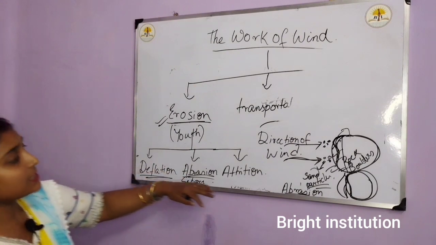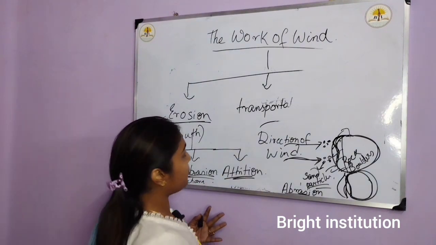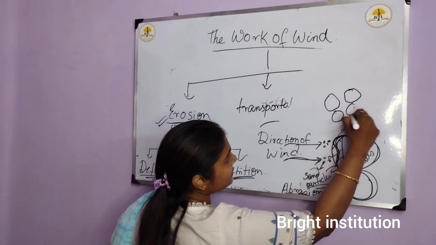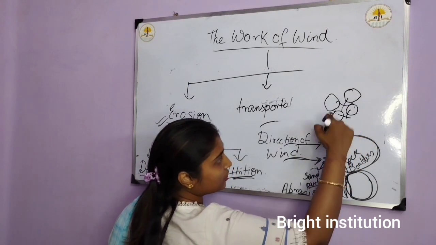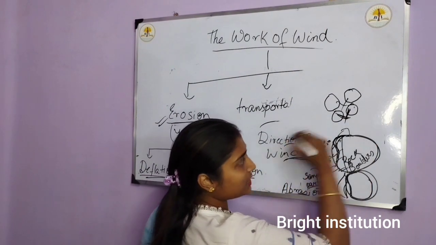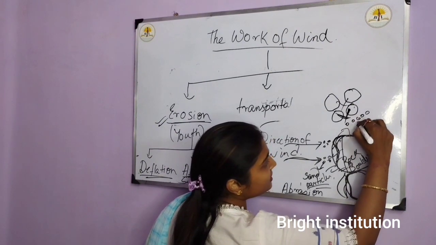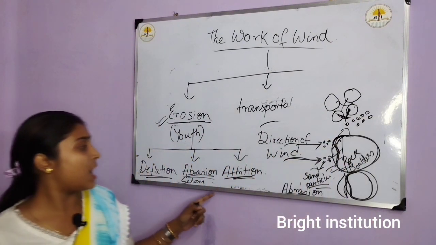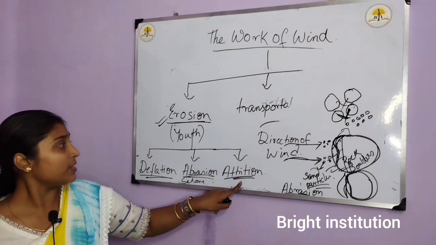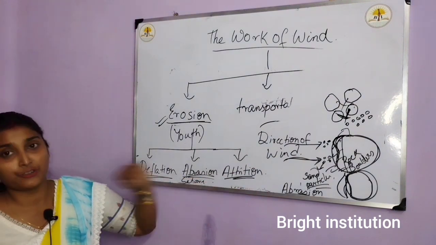Next, we will discuss the attrition. So what do you mean by attrition? This is another process where small particles collide against each other, and when they collide, they get broken. When they collide with each other, they form very small particles. That means small particles are formed in this process, the attrition. So these are the erosional processes: deflation, abrasion, and attrition.